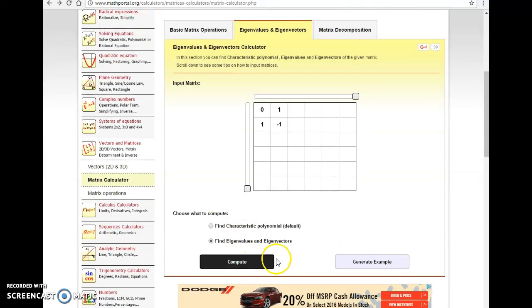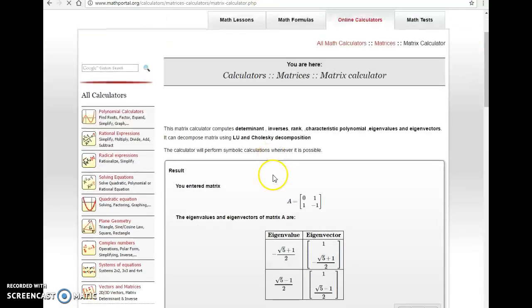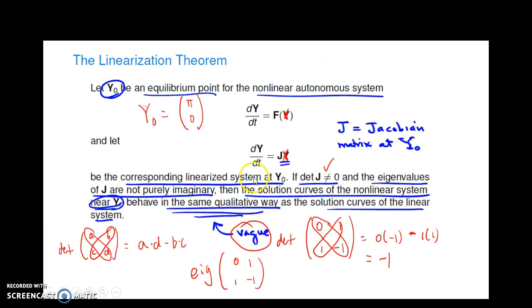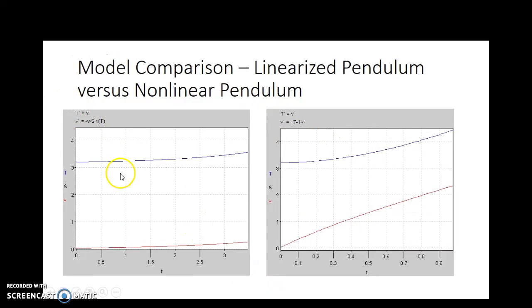I can compute eigenvalues and eigenvectors, and all I'm going to make sure is that they're not purely imaginary. Well, first of all, both of these eigenvalues that come out here are real, and therefore I've satisfied the premise of the linearization theorem, and thus it makes sense that the qualitative behavior is the same. Now, quantitatively, they differ greatly, right? Because qualitatively, we see a concave up segment representing how theta changes over time, and a concave up segment for how theta changes over time.